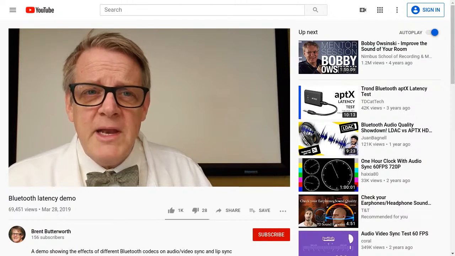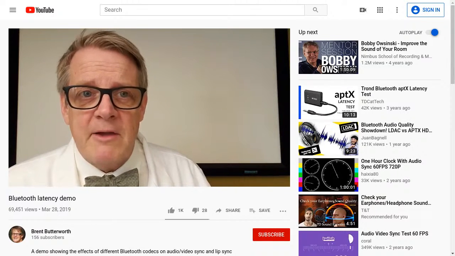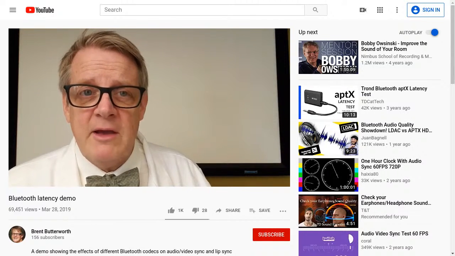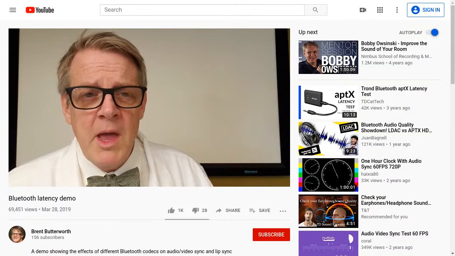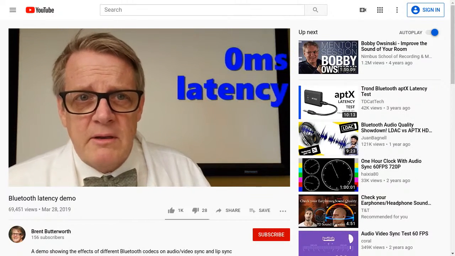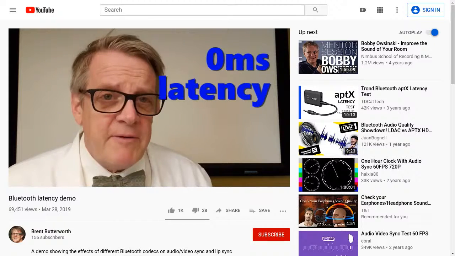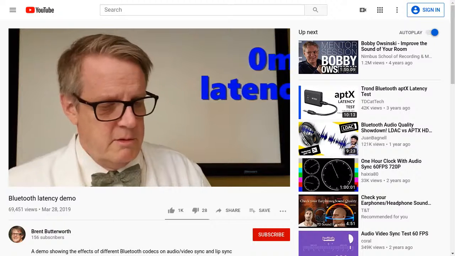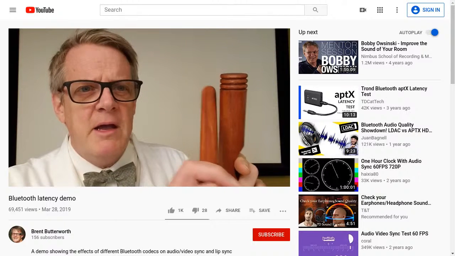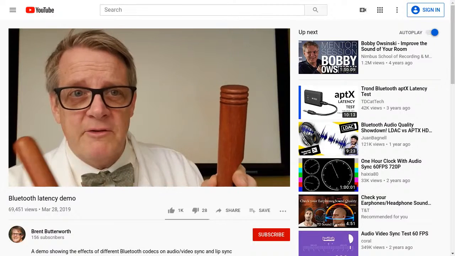But once you introduce video into it, in video games or YouTube videos, it gets to be a big problem because the actor's lips will tend to be out of sync with the sound. So let's demonstrate that. We're looking at right now 0 latency. So my lips are in sync, I hope. And you can see if I pull out this clave, the picture of the clave should be in sync with the sound.